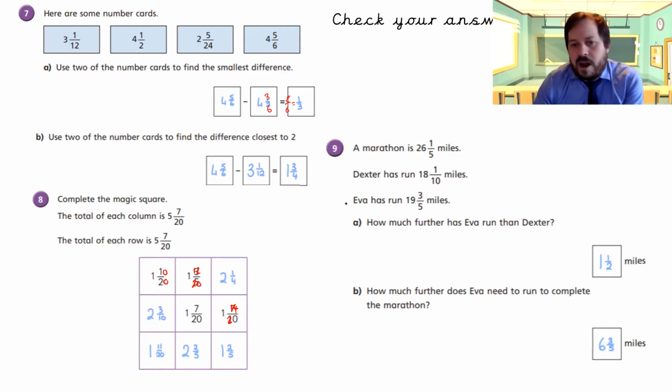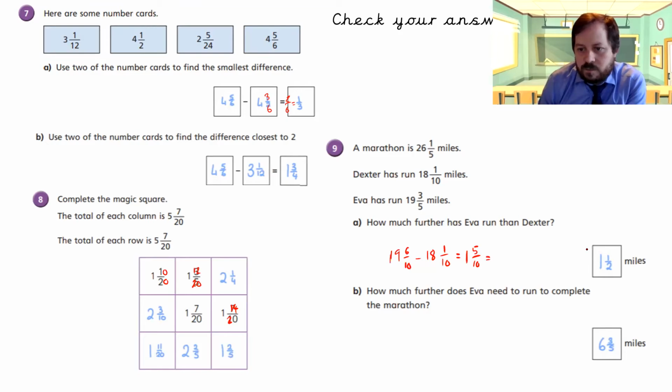And then marathon, we've got a marathon that is 26 1/5 of a mile long. Dexter has run 18 1/10 of a mile. Ava's run 19 3/5 of a mile. How much further has Ava run than Dexter? So we do 19 3/5 minus 18 1/10. First off, we have to times this fraction by 2, top and bottom. Then we know it's 1 5/10, which is the same as 1 1/2.